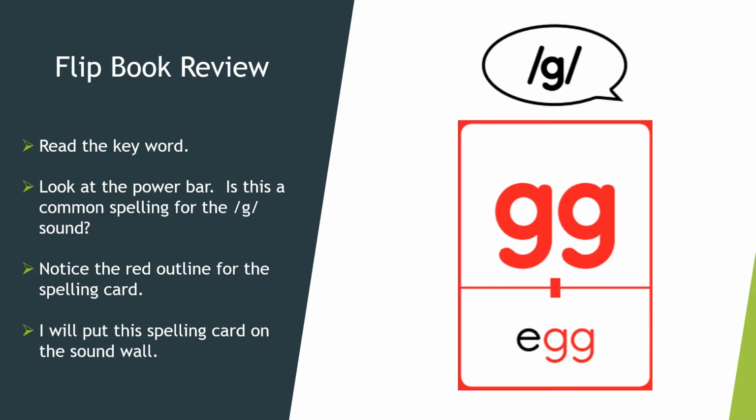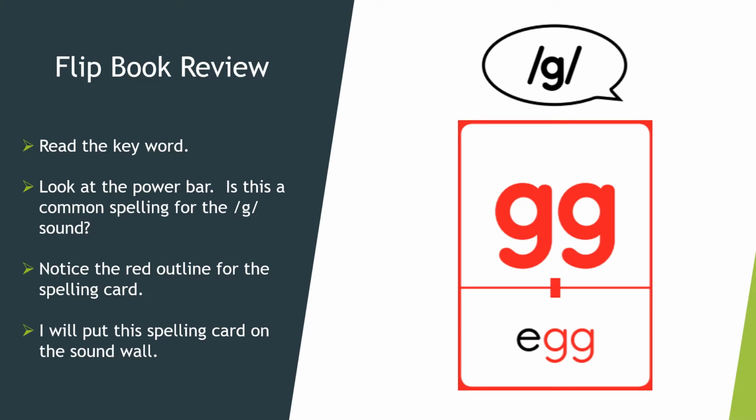Take a look at this card. This is the GG spelling card. GG says G. Say G. Read the keyword. This keyword is egg.